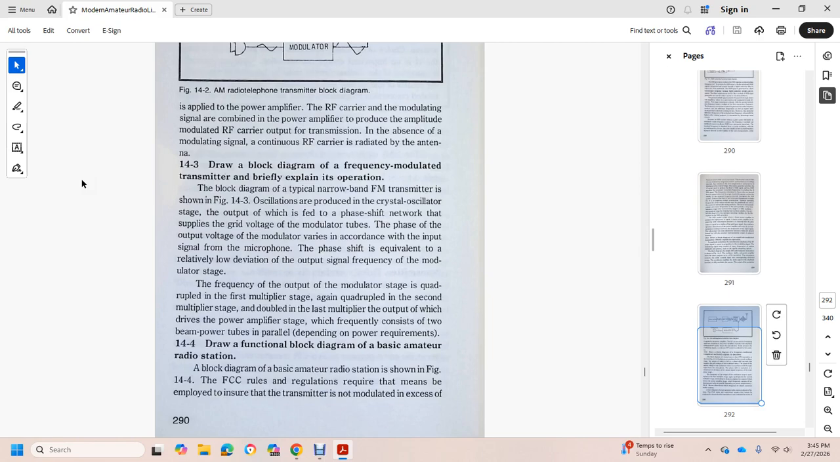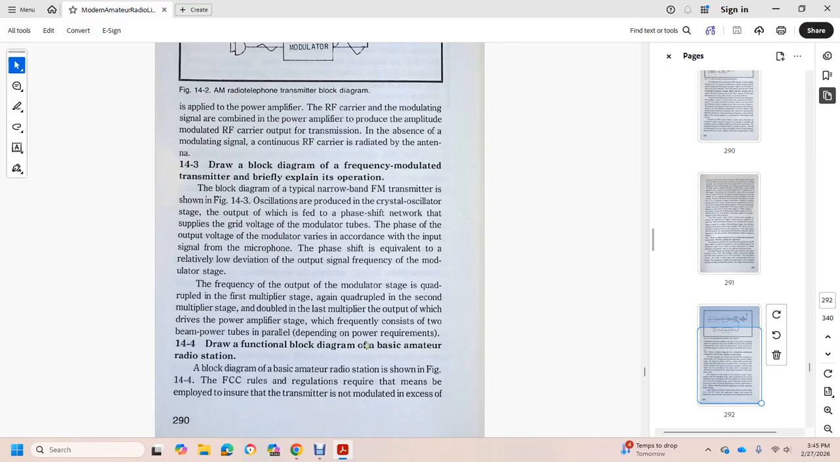The frequency of the modulator output is multiplied: the first multiplier stage is a quadrupler, the second is a doubler, and the last multiplier drives the power amplifier stage. The output can be fed to two beam power tubes in parallel, depending on the power requirements.